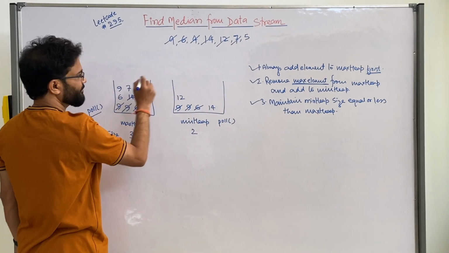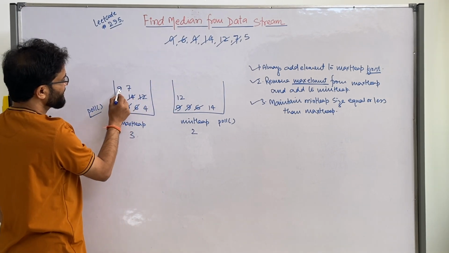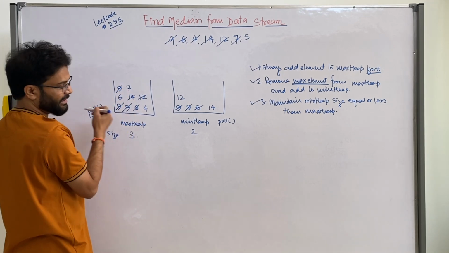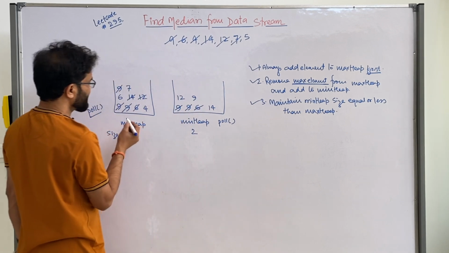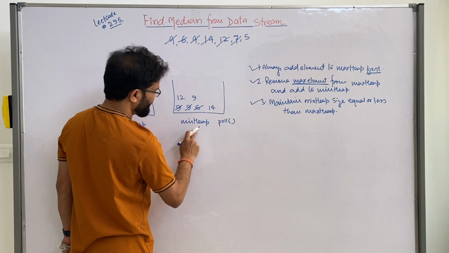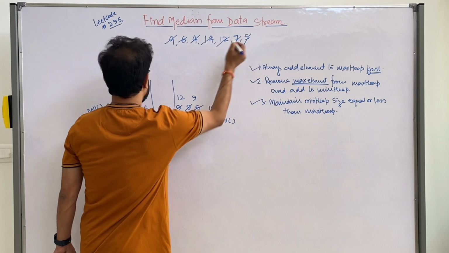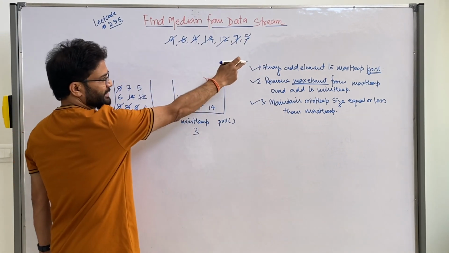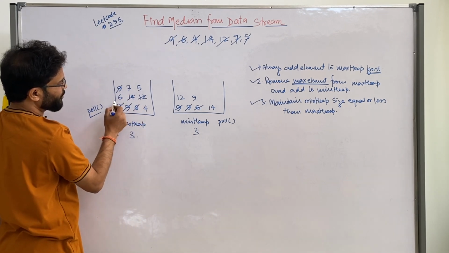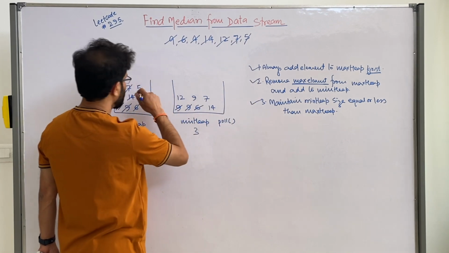Now the 7. Keep the 7 here. First step done. Remove the max element. What is the max? What is the remaining here? 9, 7, 6, 4. What is the max? Max is 9. Keep the 9 here. Check the size. 1, 2, 3. Size is 3. No need to perform anything. Take the 5. First step done. Second, remove the max. What is the max among the 7, 5, 4, 6? 7. Keep the 7 here because 7 is the maximum.